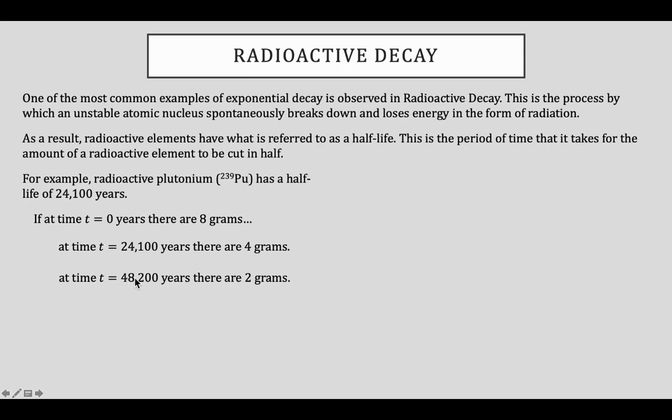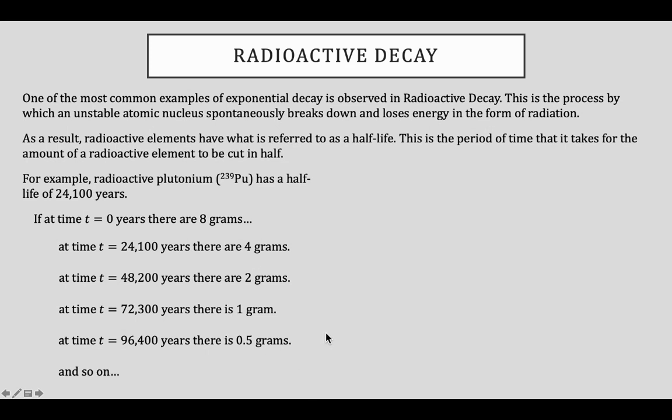2. And if I go another 24,100 years, that would bring me to t is equal to 72,300, then I would have 1 gram left over. Again, the amount that I had previously gets cut in half. And if I went another 24,100 years to t equals 96,400, I would have 1/2 of a gram. So on and so forth.